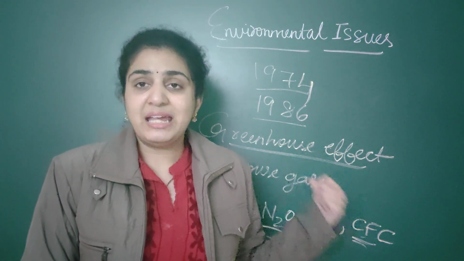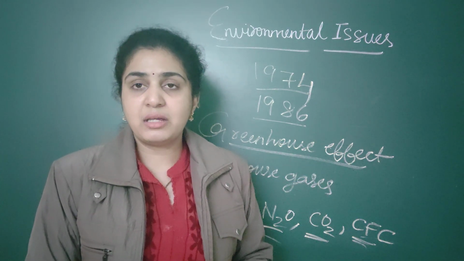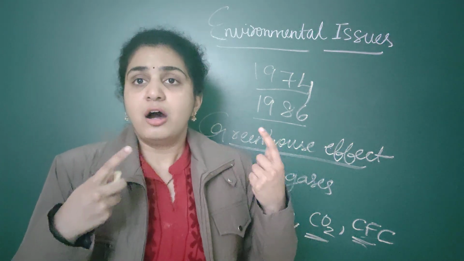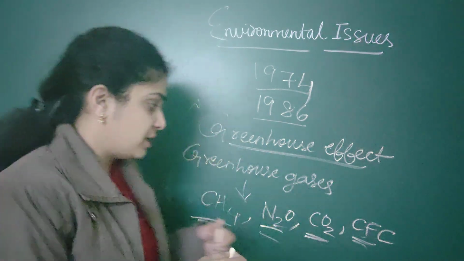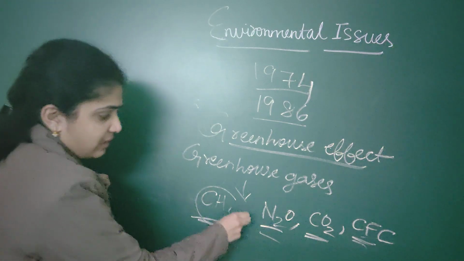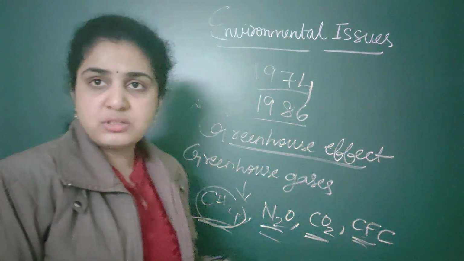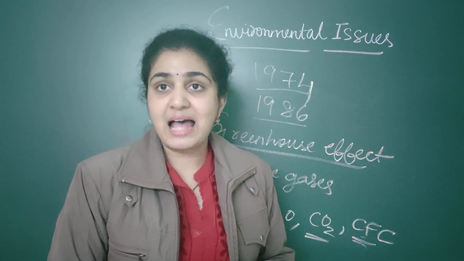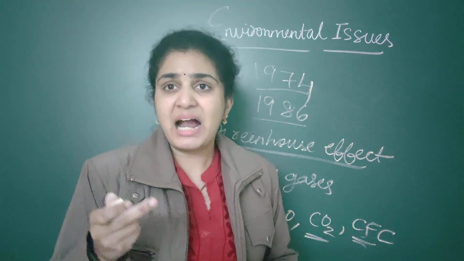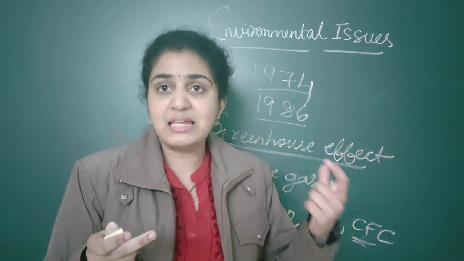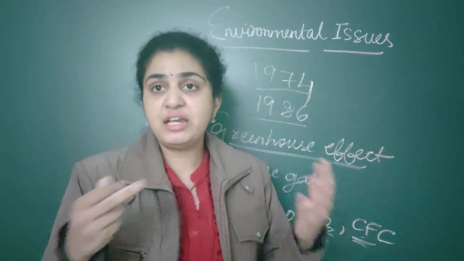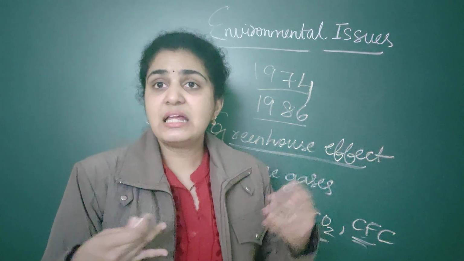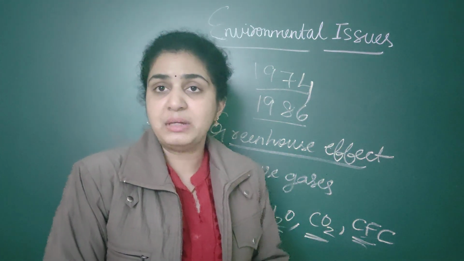As well as the main important point that you should remember here is how these gases are produced, how they are increased in the atmosphere. Suppose methane, how is it normally produced on our earth? Biogas plants as well as paddy fields. Paddy fields means all the fields where you grow rice. So they are called paddy fields. In these, so much methane is produced.